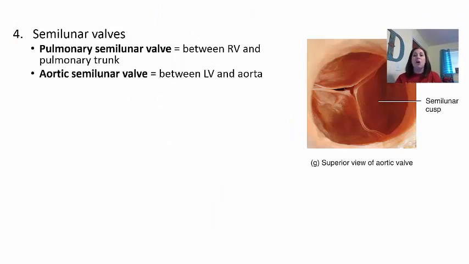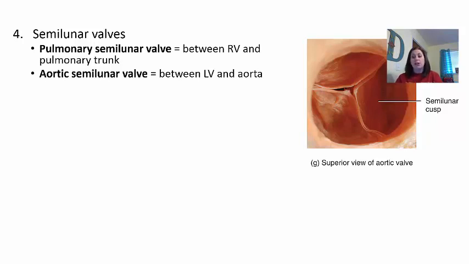On the other hand, the other set of valves are going to be the valves that prevent backflow once the blood leaves the heart, whether it leaves through the right ventricle and goes into the pulmonary circulation, or it leaves through the left ventricle and goes into the systemic circulation. So these valves are called semilunar valves. The pulmonary semilunar valve is going to be between the right ventricle and the pulmonary trunk, which leads to the lungs. The aortic semilunar valve is going to be between the left ventricle and the aorta itself.